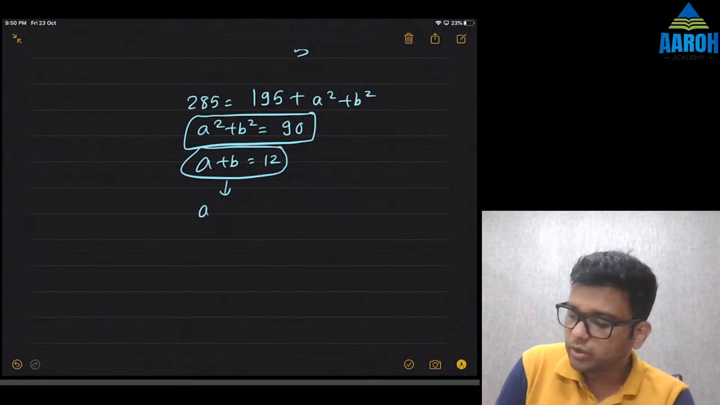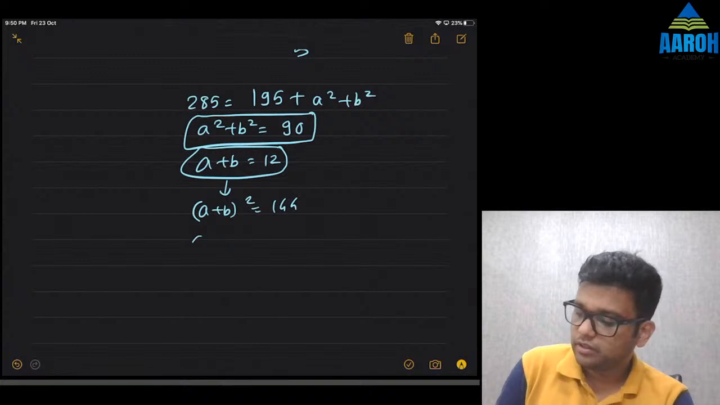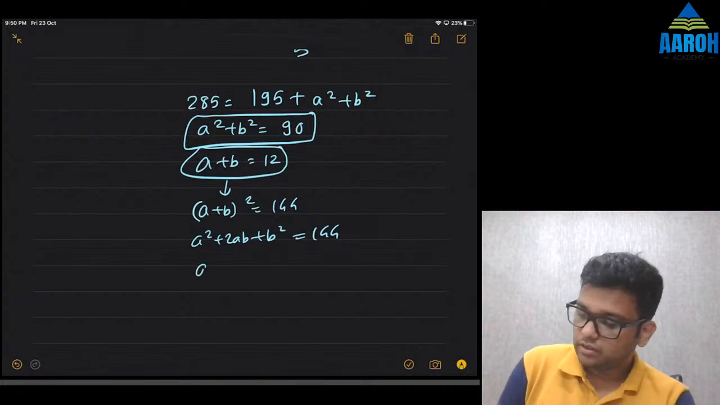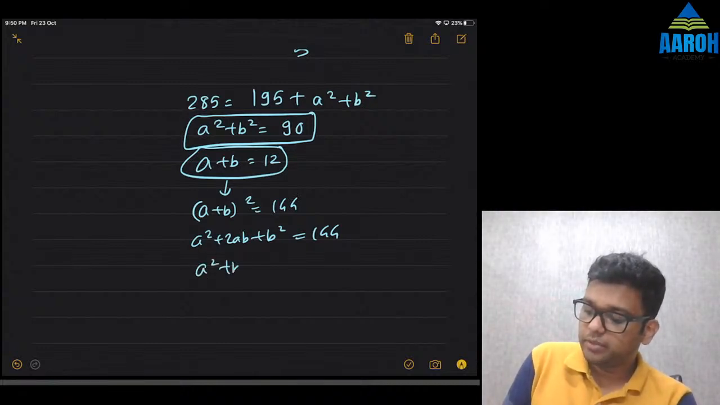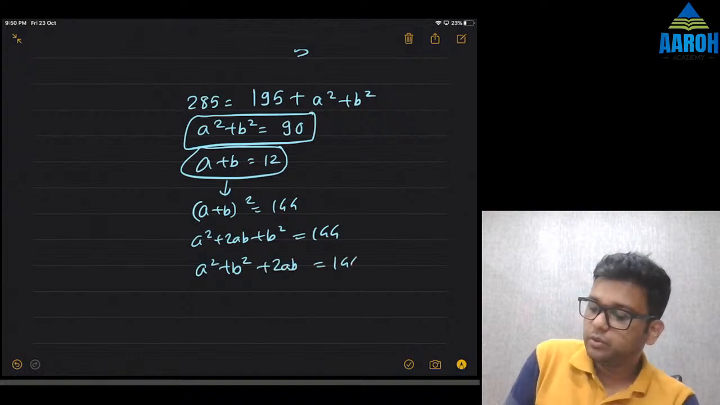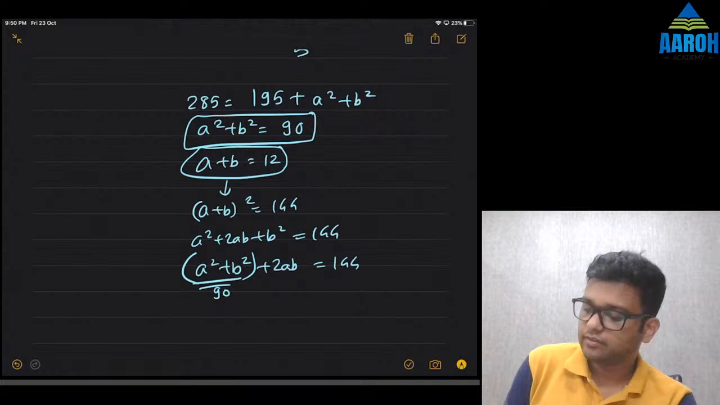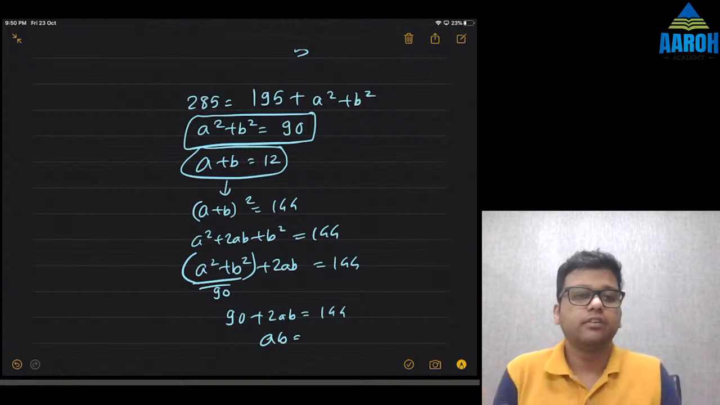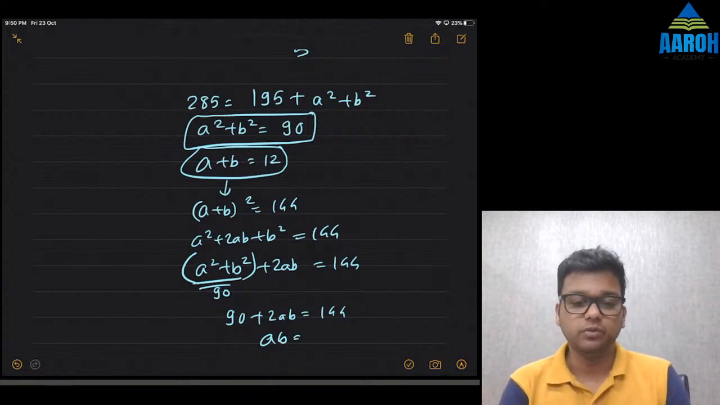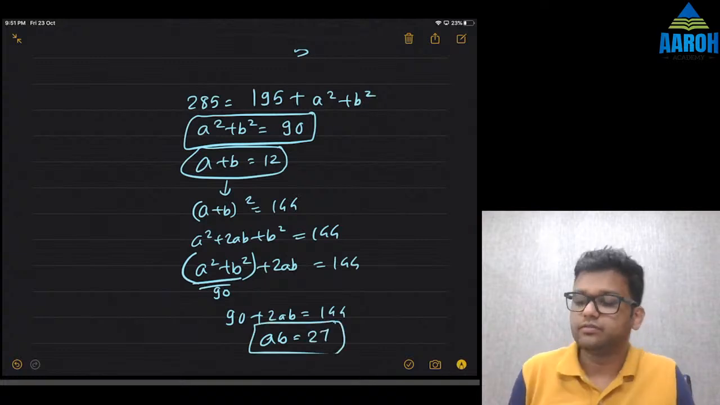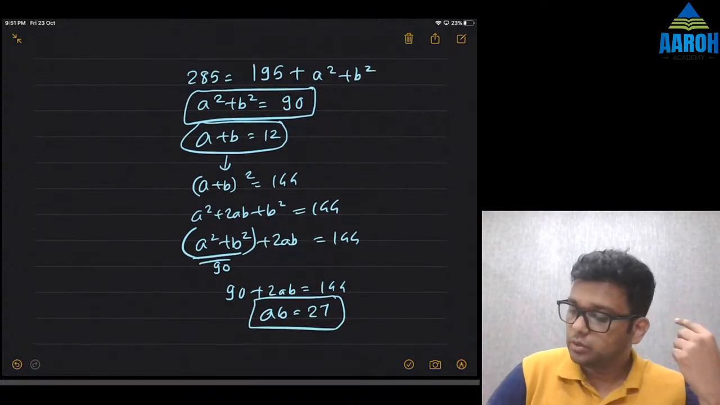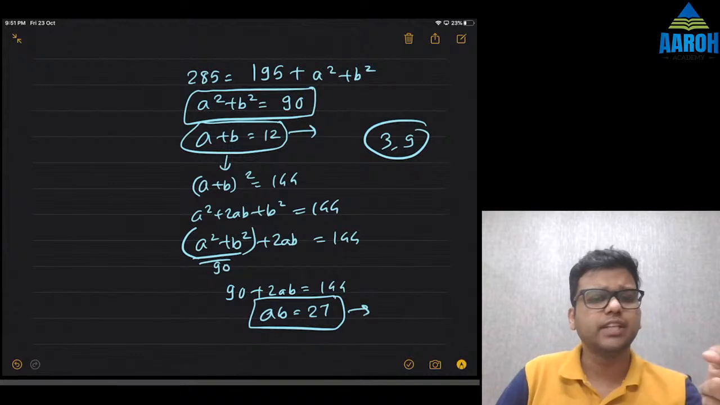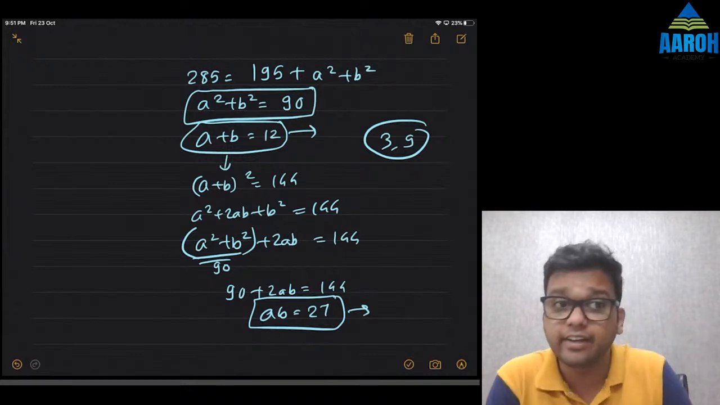We know a plus b is 12, so (a plus b) whole square will be 144. That is a square plus 2ab plus b square will be 144. But a square plus b square, we know is what? 90. That means 90 plus 2ab is equal to 144. Therefore ab will be 144 minus 90 by 2, 27. So we need two numbers whose sum is 12 and product is 27. If you observe, 3 and 9 are the numbers, because 3 plus 9 is 12 and 3 into 9 is 27. Obviously this is trial and error.